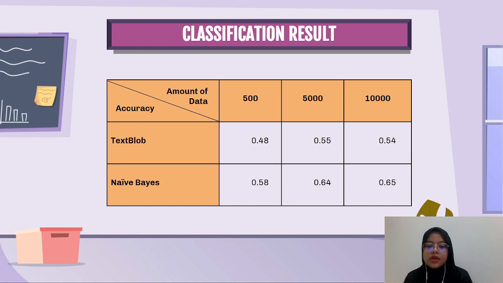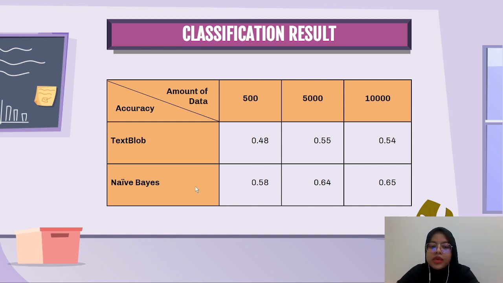Okay, so for the result, this project makes an evaluation based on the accuracy obtained from the two approaches used. Based on this table, it can be seen that the more data used to create the classification for both TEXTBLOB and naive Bayes approaches, the higher the accuracy obtained. Accuracy for the TEXTBLOB approach for 500 data is 0.48, for 5,000 data is 0.55, and 0.54 for 10,000 data.